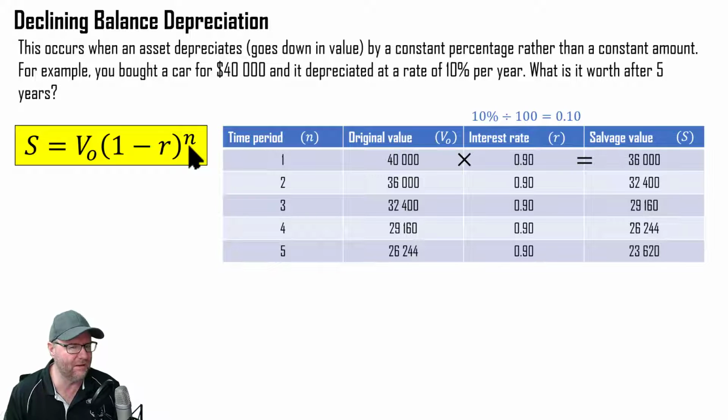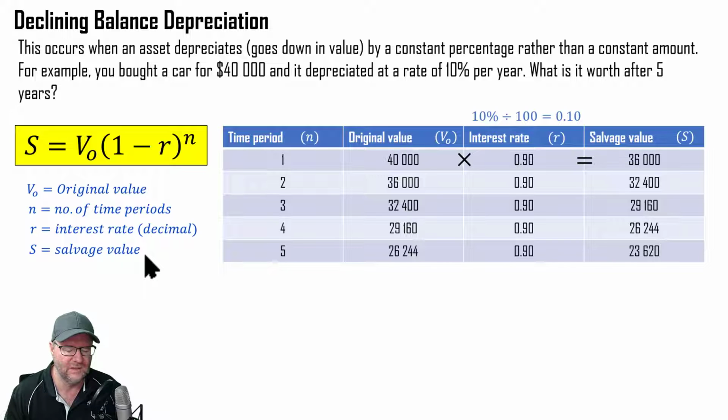Now, this may look familiar, this particular equation here. I'm going to come back at the end of the video and see if you could recognize it. But let's just apply it for the moment. We've got our original value, number of time periods, the interest rate as a decimal, and the salvage value. All right, so let's see if we can apply this formula now and see if we get the same result as we did when we did the table. We've got our original value of 40,000. That's the VO. Our number of time periods was 5 years. The R, the rate of depreciation, is 0.1 because that's 10% written as a decimal.